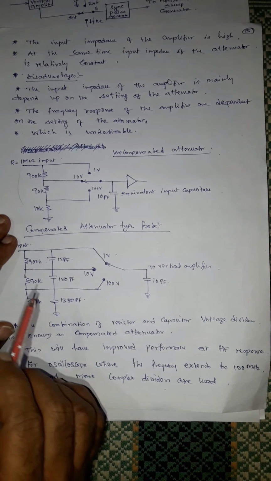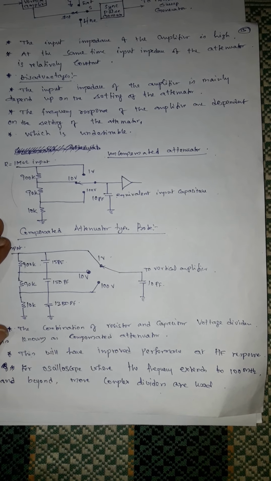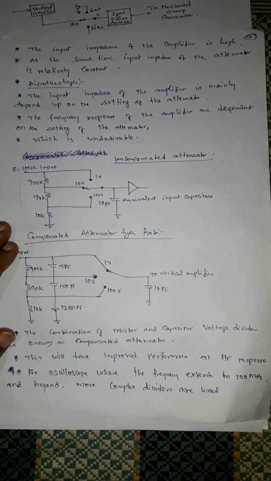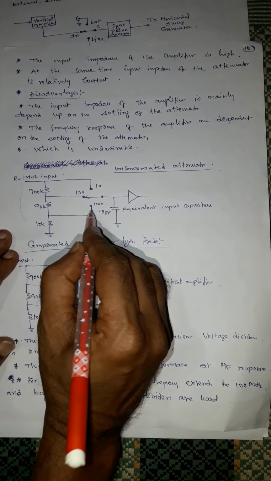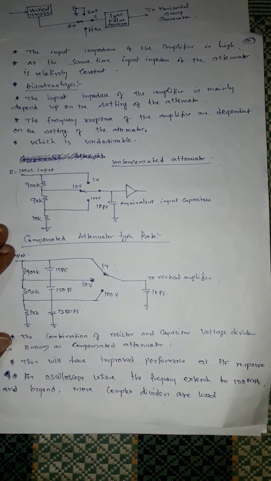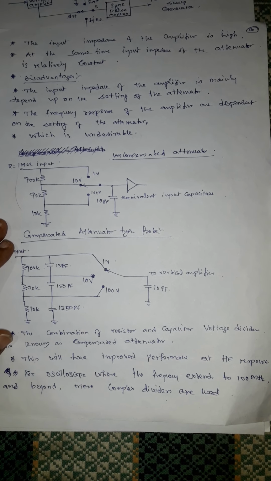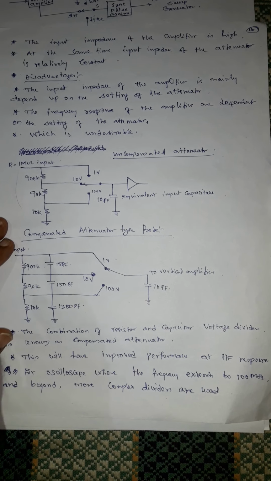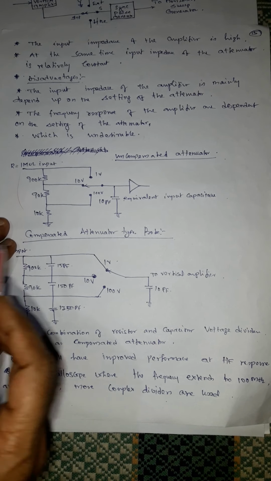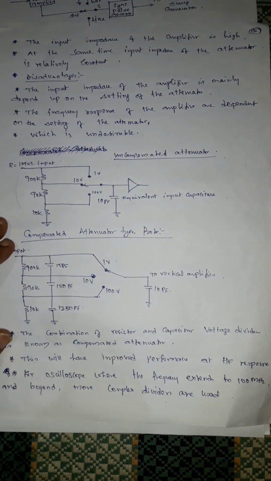The input impedance of the capacitor is high. At the same time, the input impedance of the attenuator is relatively constant. The input impedance is high and it is also constant. This has some disadvantages. What is the disadvantage?